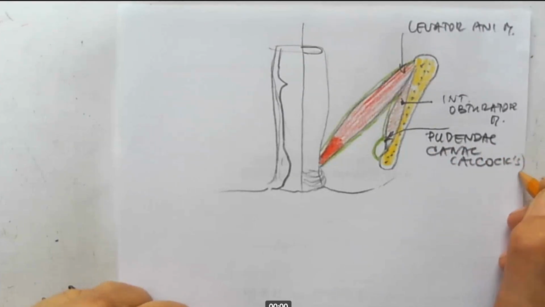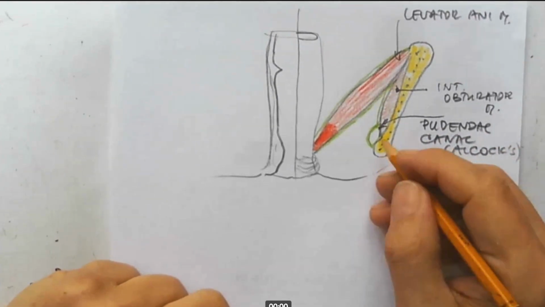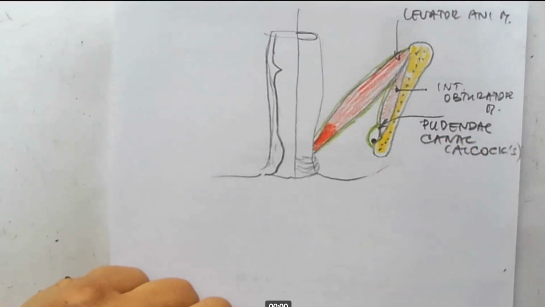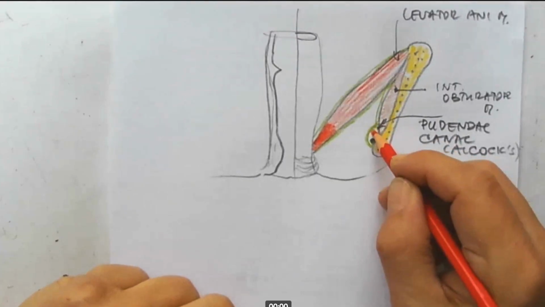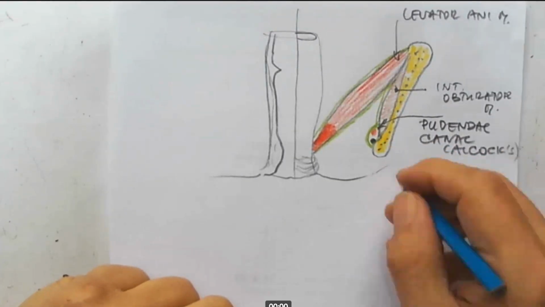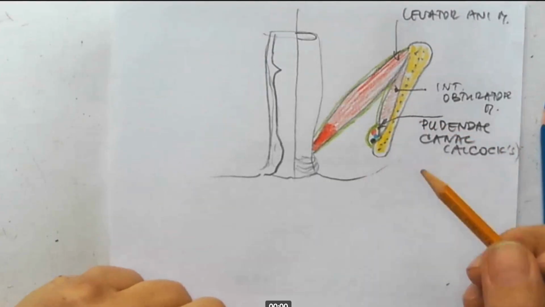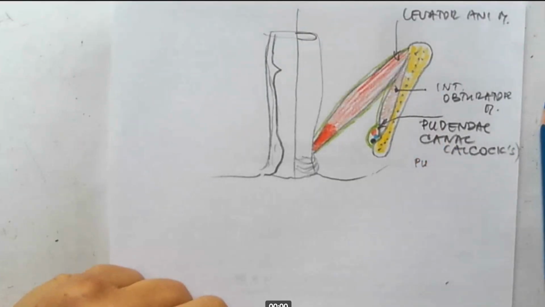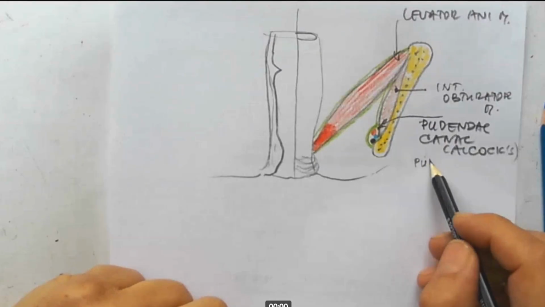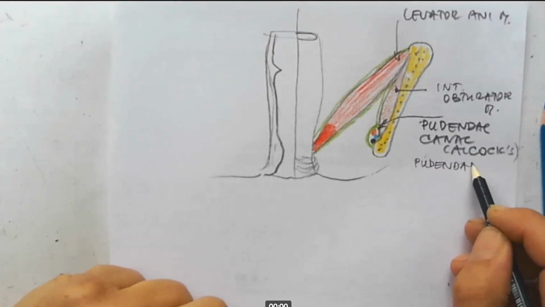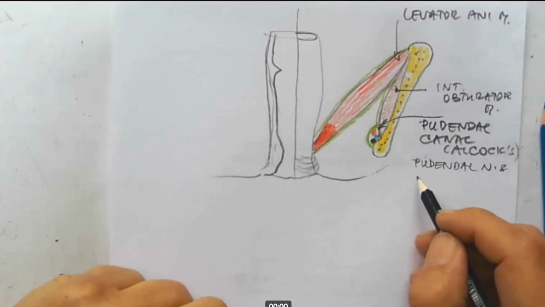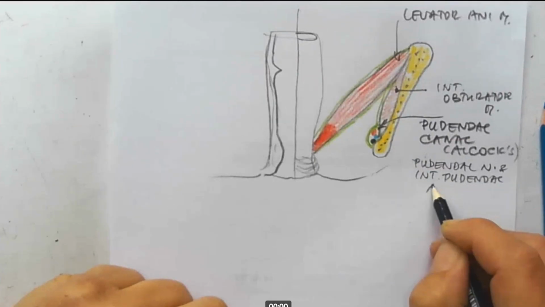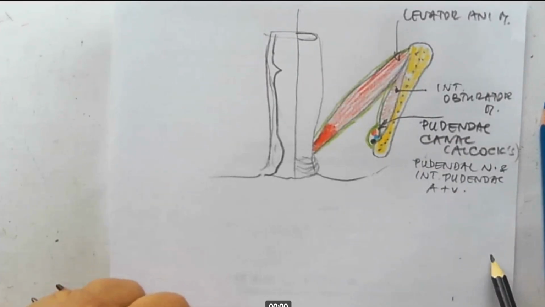In the canal, we see, using black for the nerve, red definitely for the artery, and blue, of course, for the vein. So the canal, the pudendal canal, contains the pudendal nerve, and internal pudendal artery plus vein. Fine.